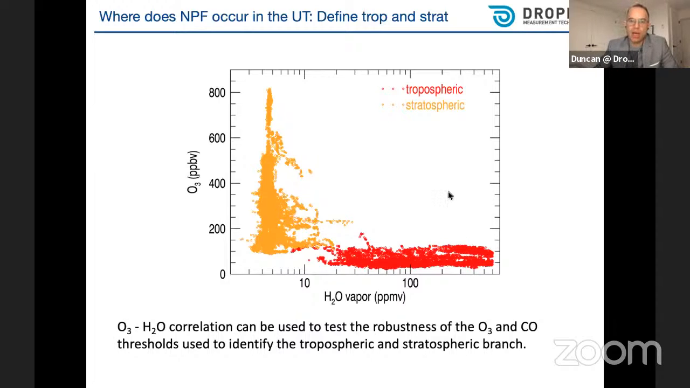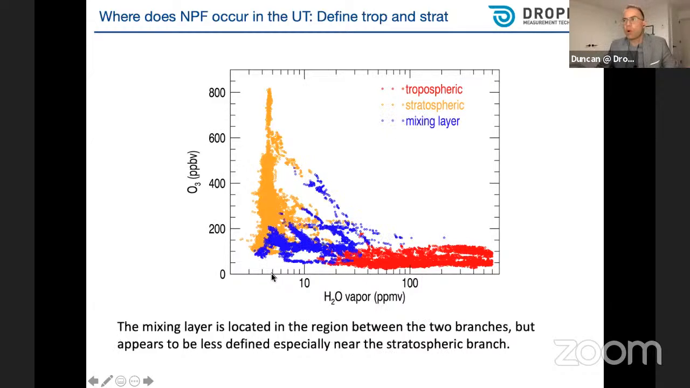Water vapor is in the troposphere, but not in the stratosphere. So we see high water vapor at low ozone and high ozone at low water vapor. And again, we see points that don't belong. Actually, these points are along a line indicating that there's mixing between the two. So there's a layer between the troposphere and the stratosphere, which is a mixing layer.